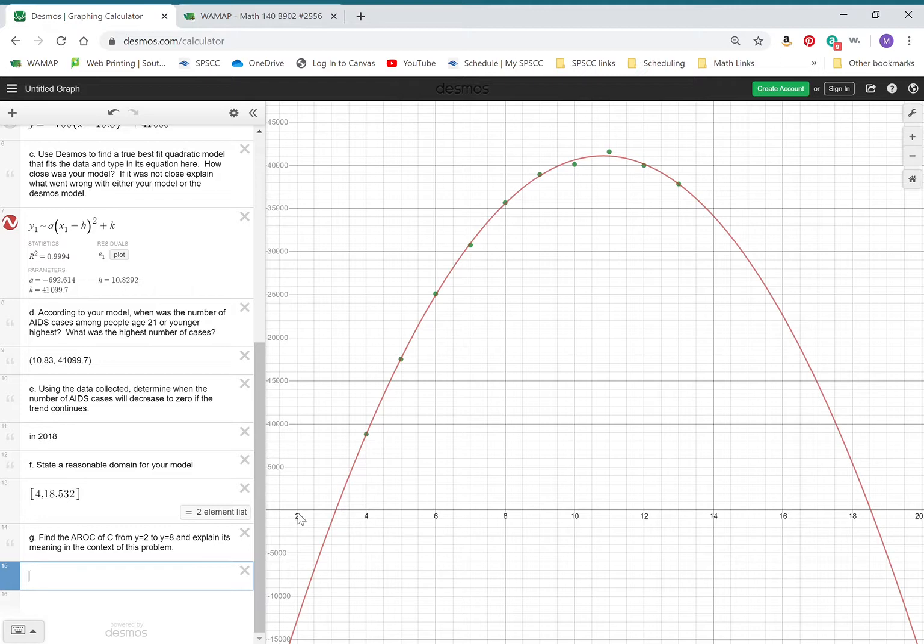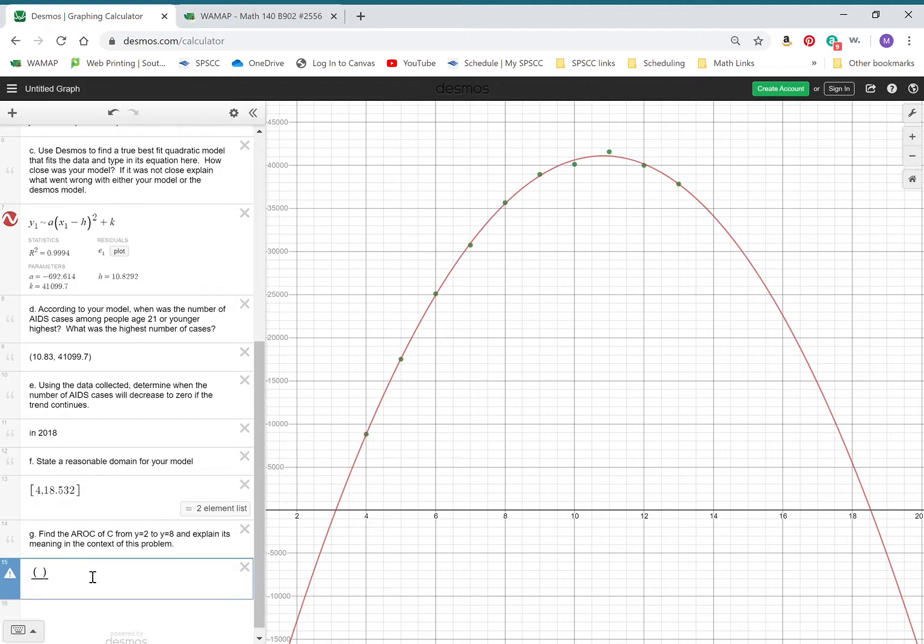Here, I actually don't know what Desmos will do if I just give it a calculation, so let's try. So we want to know, oh, it's mad about nothing in parentheses, from year 2 to year 8. So we know that's over a 6-year period. So the bottom of AROC would be 8 minus 2, which is 6. And the top would be our number of cases in 2008.